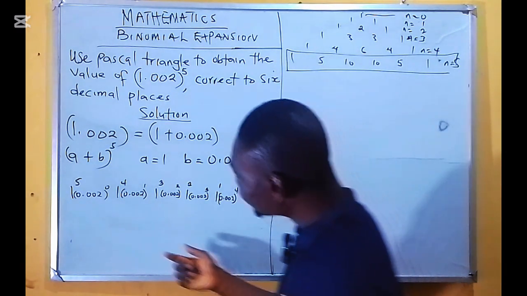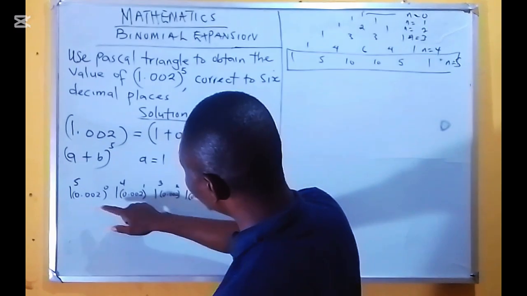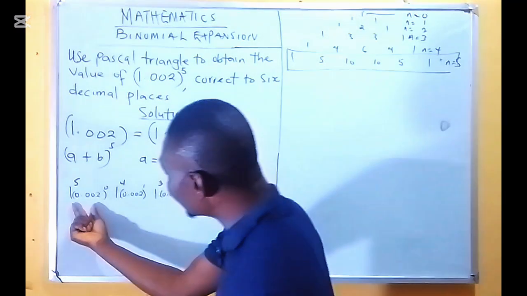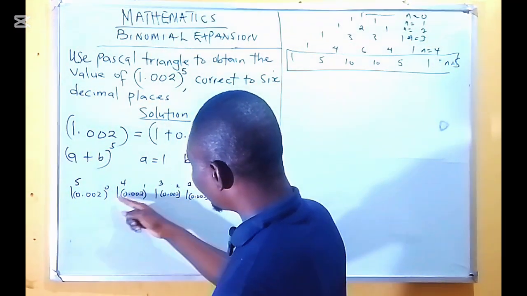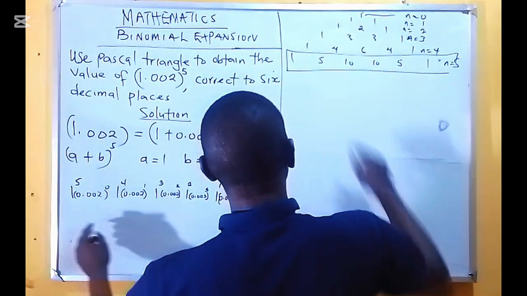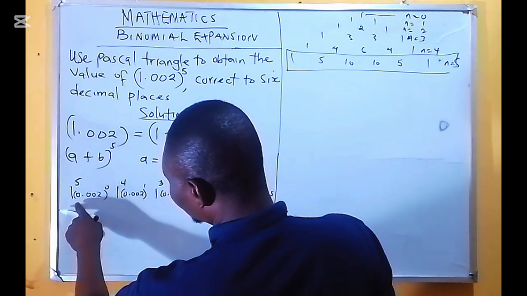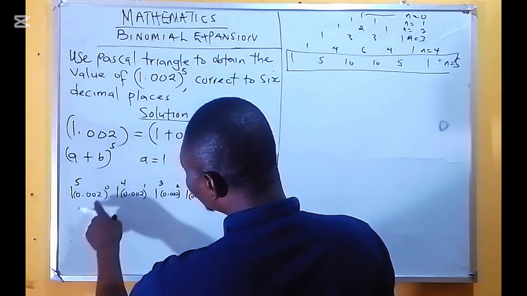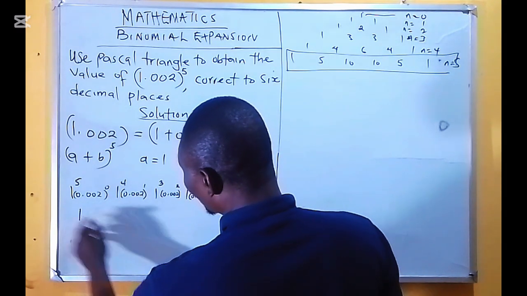So at this point, we'll multiply each of the coefficients to each of the number terms here. Of course, we know that 1 raised to the power 5 is still 1. Here, everything is 1. So here, we'll now say 1 times 1 raised to the power 5 still gives us 1. Now, 0.002 raised to the power 0 is still 1. So everything here is 1.